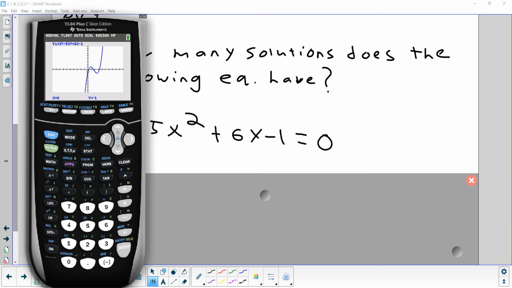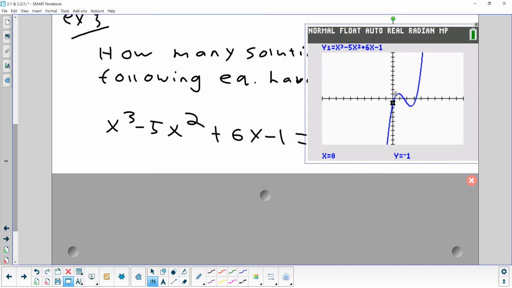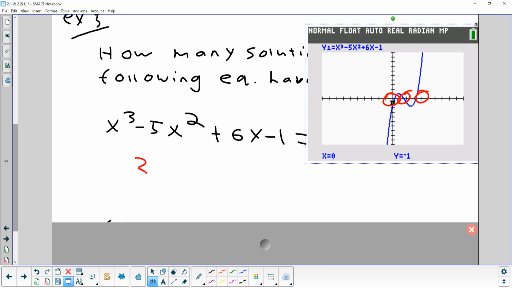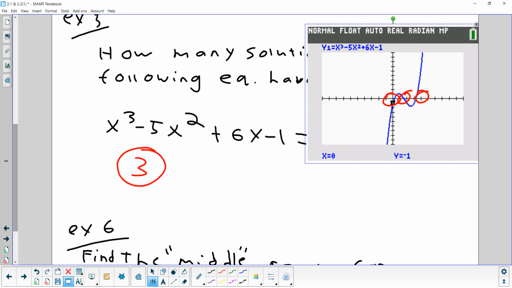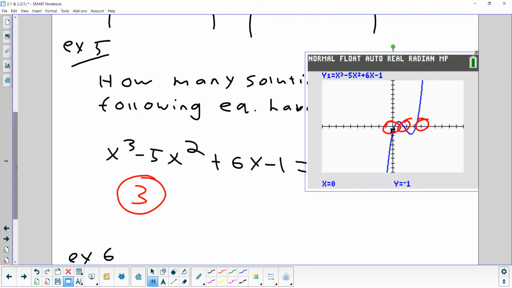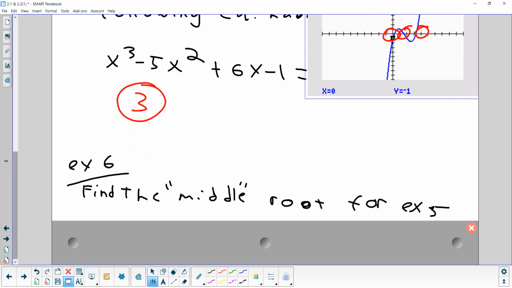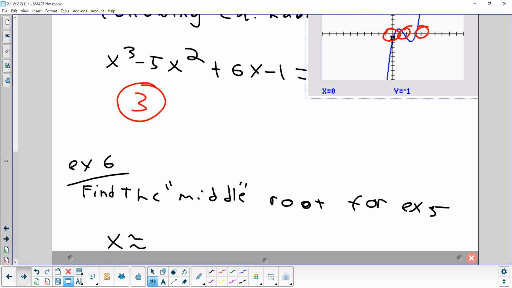Yeah, Nick? 3. 3. Sometimes you have to zoom in a little bit, especially if it's close. But this one, I think especially if I make it a little bigger, it's pretty clear that it does cross in 3 spots. So this one had 3. Is there any question on how you would find one? Like if I asked you to find the middle one? Any question on how to do that? Your second calc 0? Okay, so we'll skip that then, because we've done a lot of them.